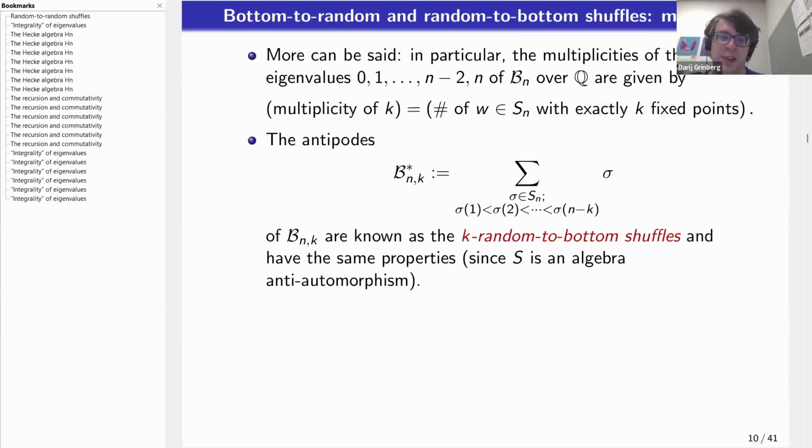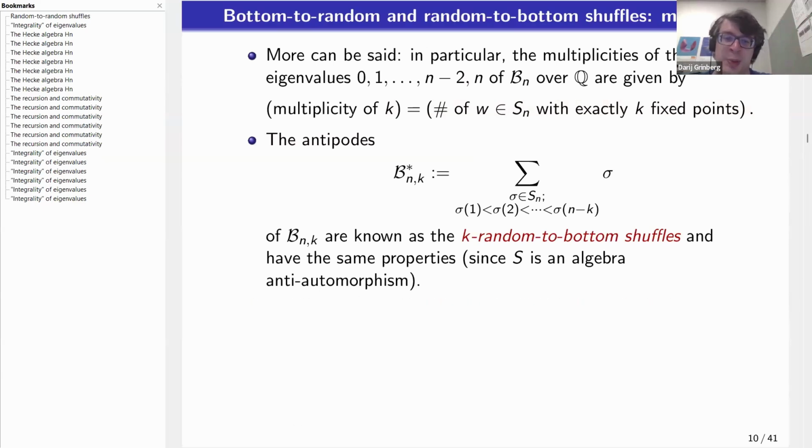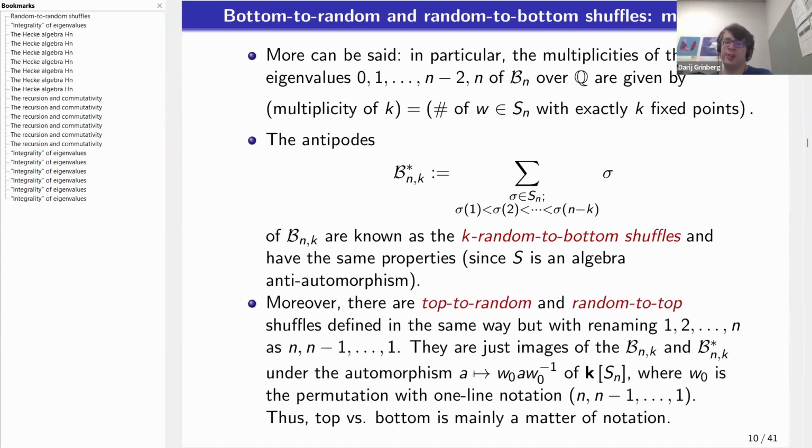So as you see by now, the antipodes are doing the same shuffling, but in reverse. So now you're picking k random elements and putting them at the bottom. But taking the antipode as an algebra anti-automorphism, any algebraic properties are more or less preserved. And also, if you don't like the bottom of the deck, you can take the top of the deck instead.